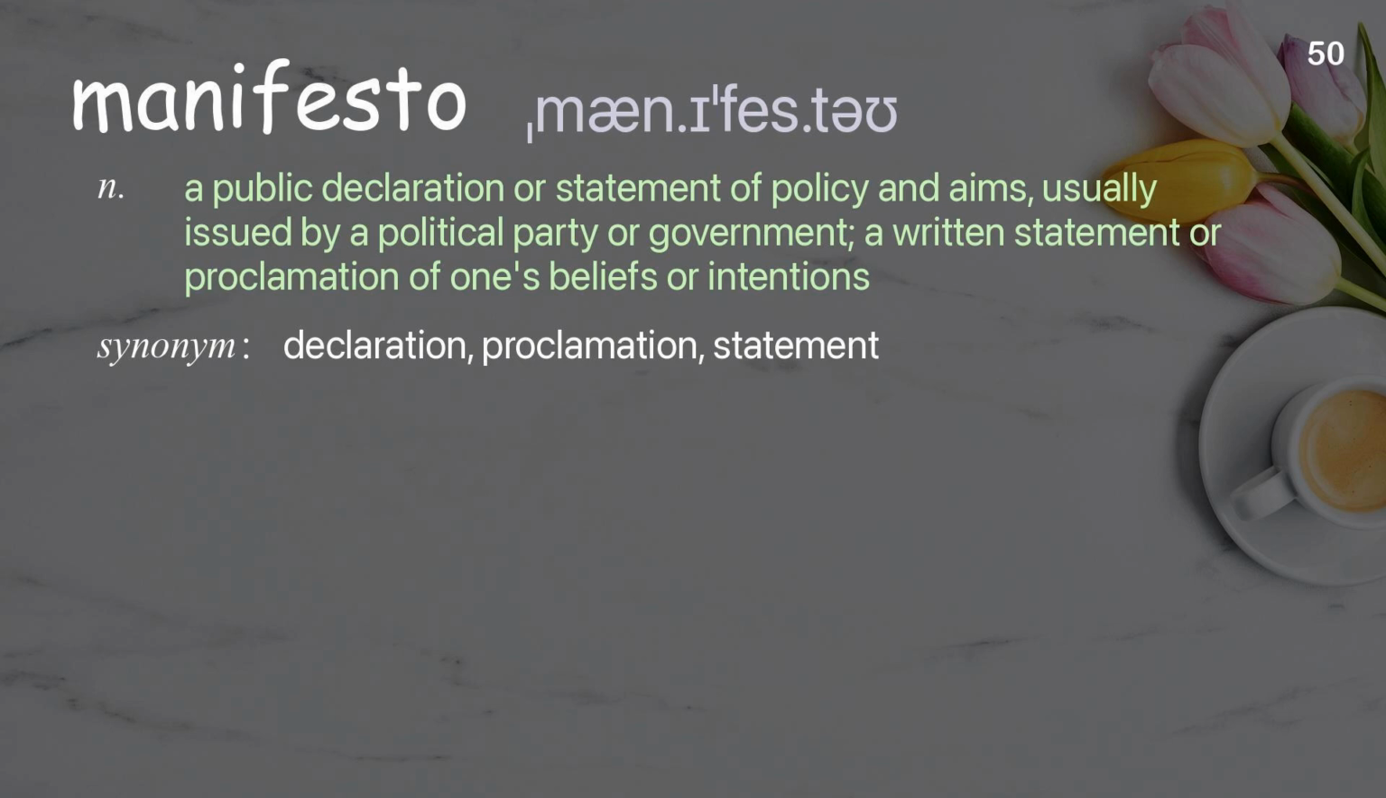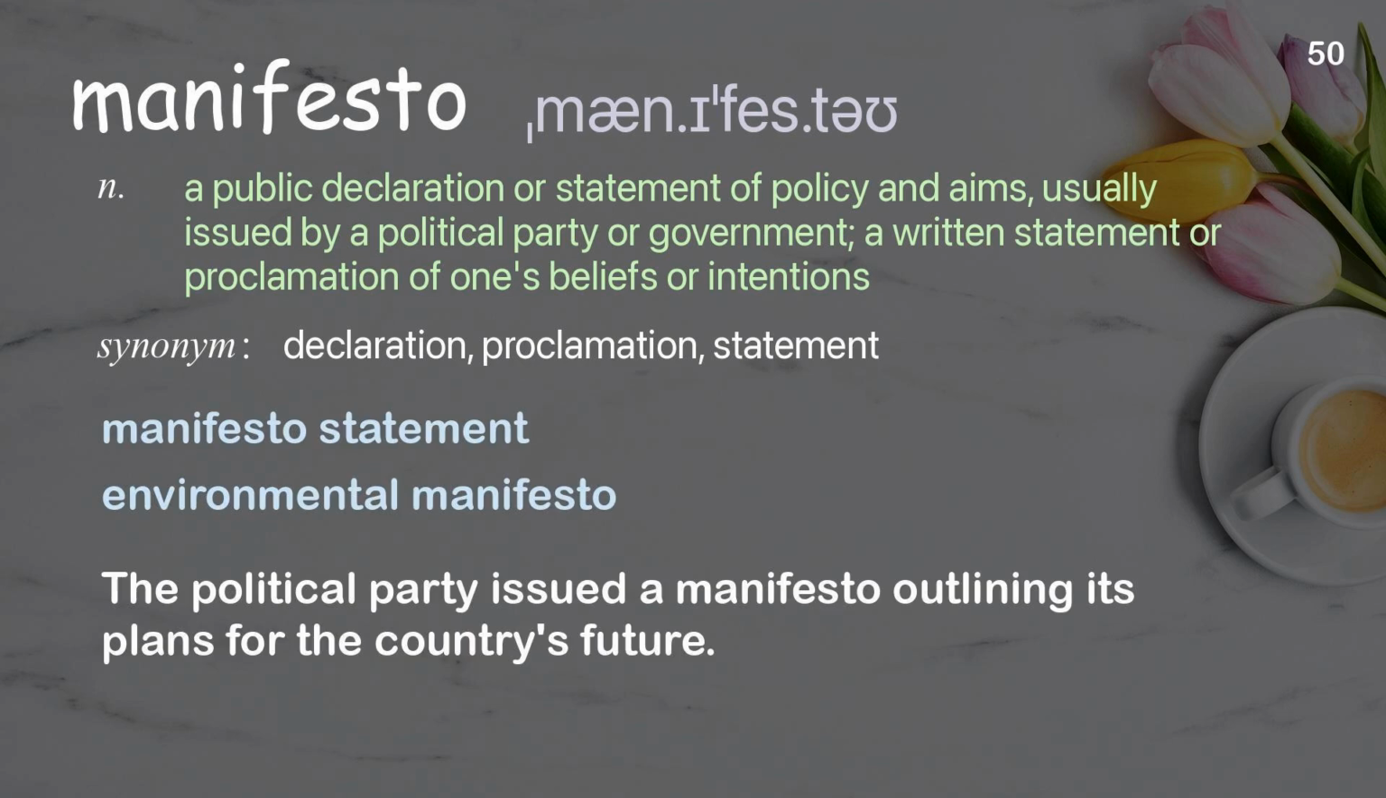Manifesto. A public declaration or statement of policy and aims, usually issued by a political party or government, a written statement or proclamation of one's beliefs or intentions. Examples: Manifesto statement. Environmental manifesto. The political party issued a manifesto outlining its plans for the country's future.